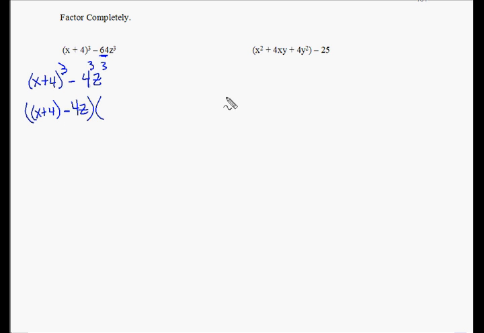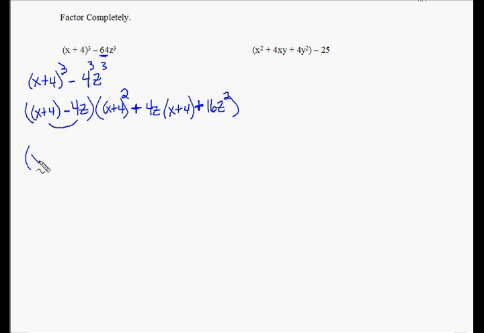And then in another very large set of parentheses, I write my x plus 4, but this first one needs to be squared. Then I multiply these two together, 4z times x plus 4, and then I square that last term, which would give me a 16z squared. The last sign is always a plus, but this other sign is the opposite of what you started with. This has subtraction already, so this is a plus.